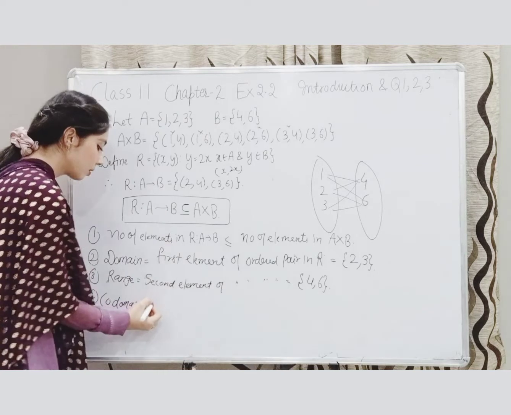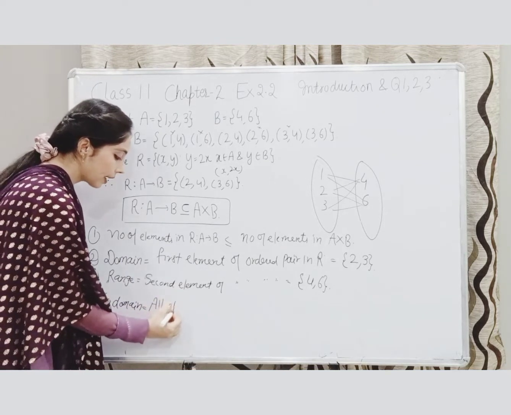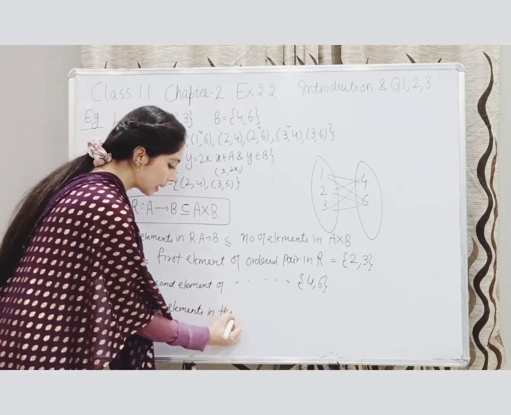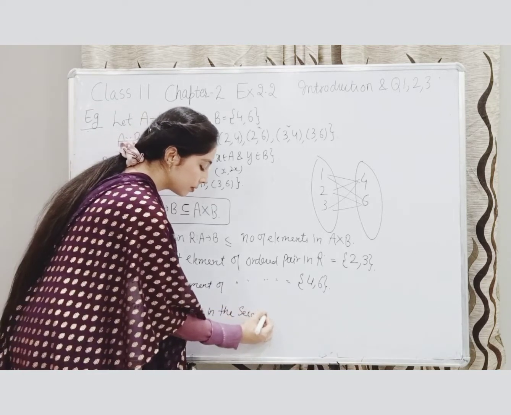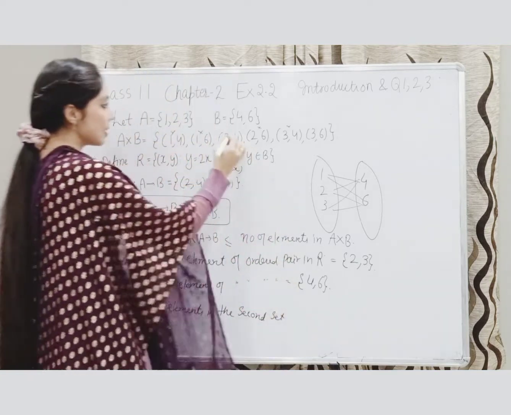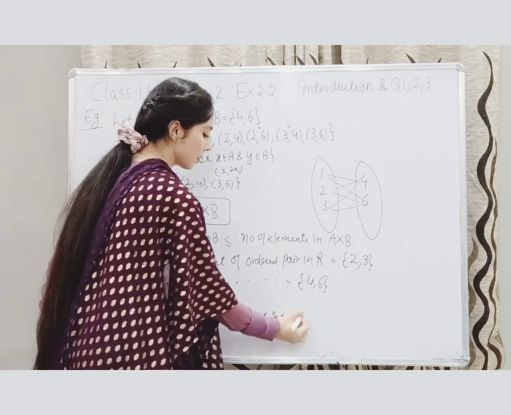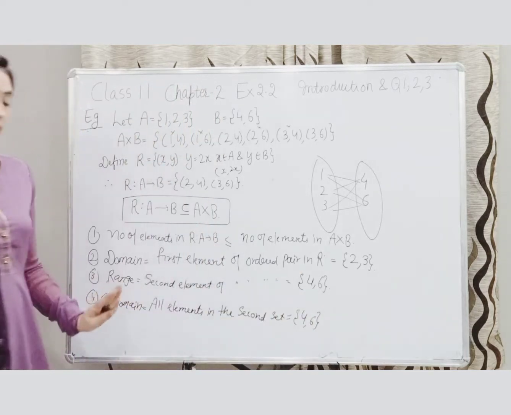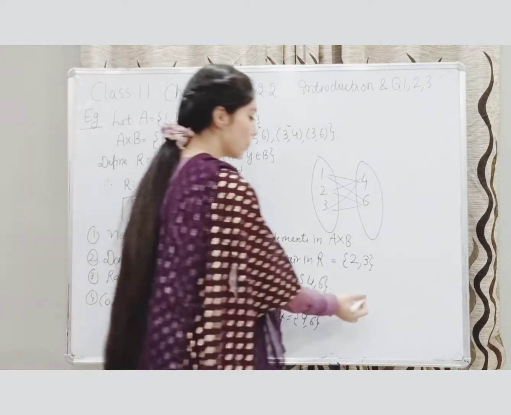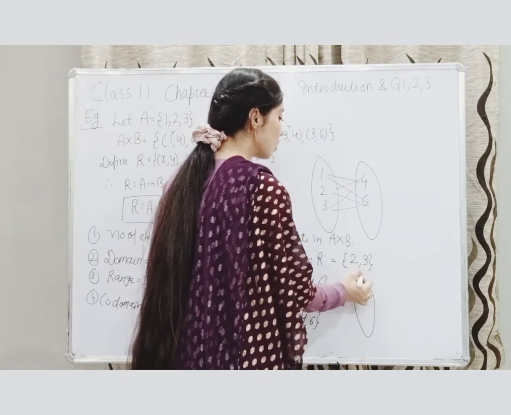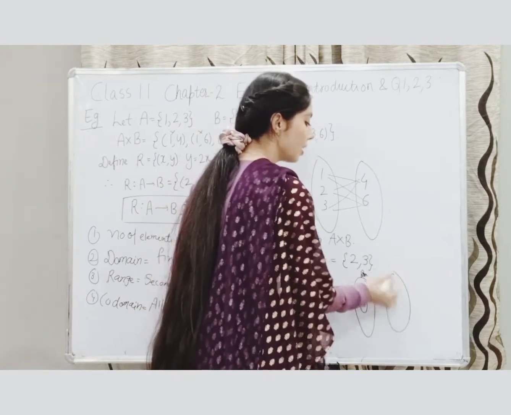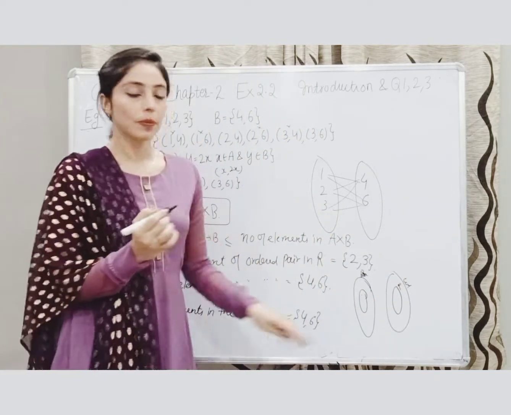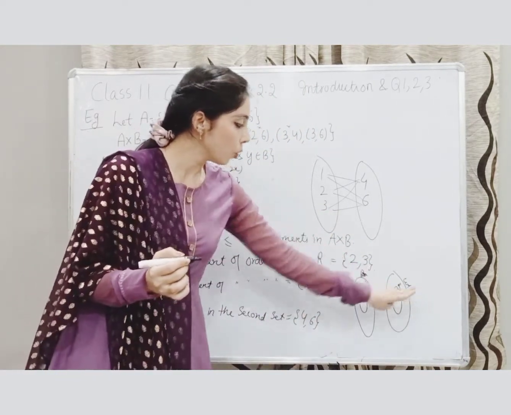Codomain will contain all elements in the second set. Okay, so all elements in the second set are 4 and 6. Here codomain and range are the same, but generally we can observe that domain is a subset of the first set and range is a subset of codomain. Okay, so range is a subset of codomain.